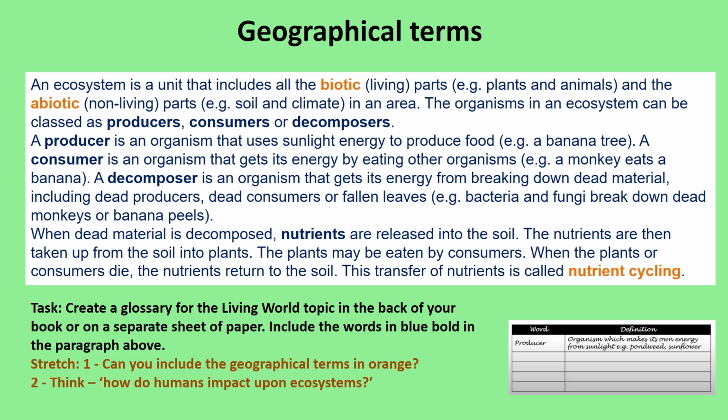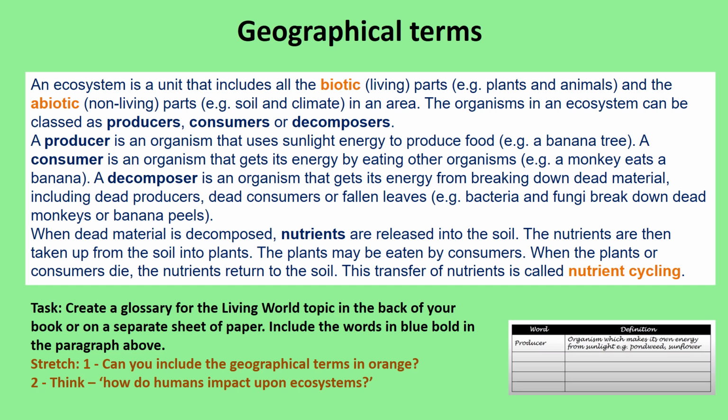What I want you to do now, using the information here, using what I've just spoken about, is to add the terms in blue bold to your glossary. So you'll need to either draw the table out, or if you want to write your glossary in a list, if you can do that without drawing a table, that's fine. Create a definition for each term in blue. If you want a little bit more of a stretch, can you also include the terms in orange? And then have a think about the question, the last line of writing on the screen here.